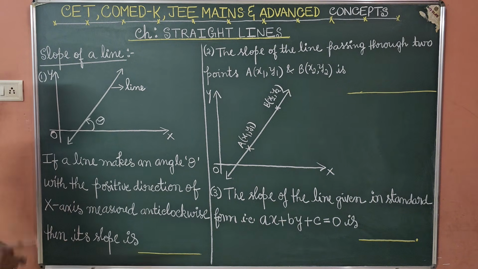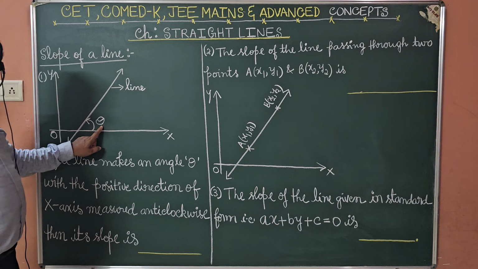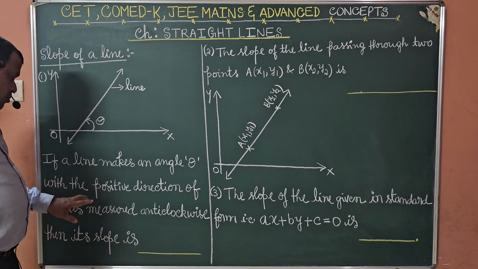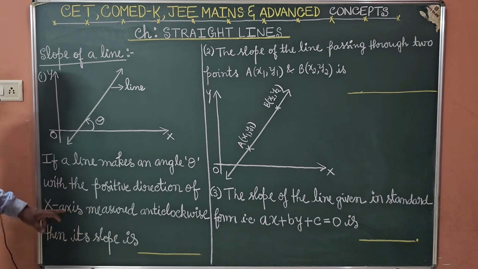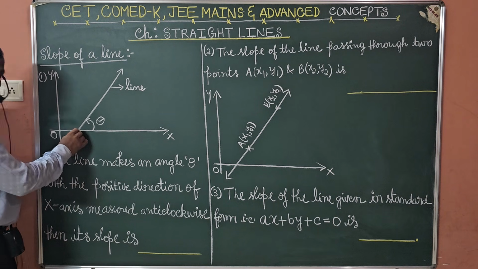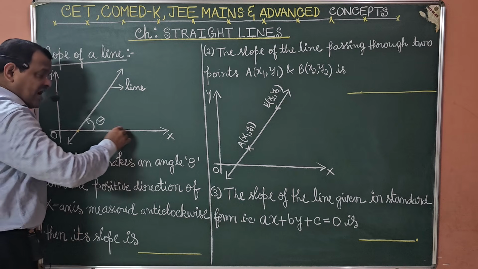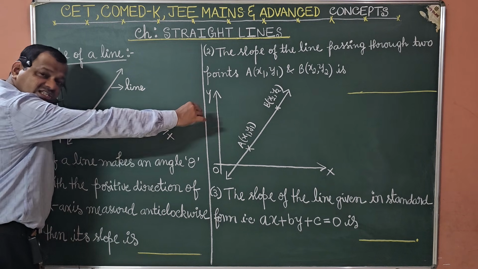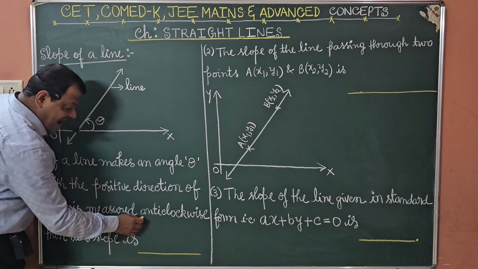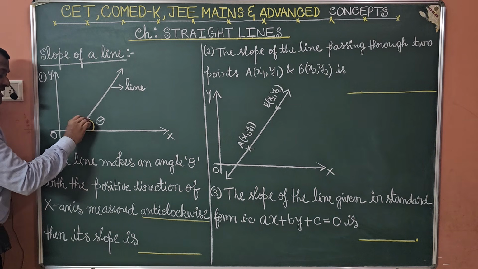So the slope of a line one can find if you know the angle theta, the measure of the angle theta made by the line with the positive direction of the x-axis. So what do you mean by positive direction? Start from the point on the x-axis where the line cuts the x-axis, and on the x-axis move to the right. That direction is called the positive direction of the x-axis, and this angle is measured in the anti-clockwise direction.